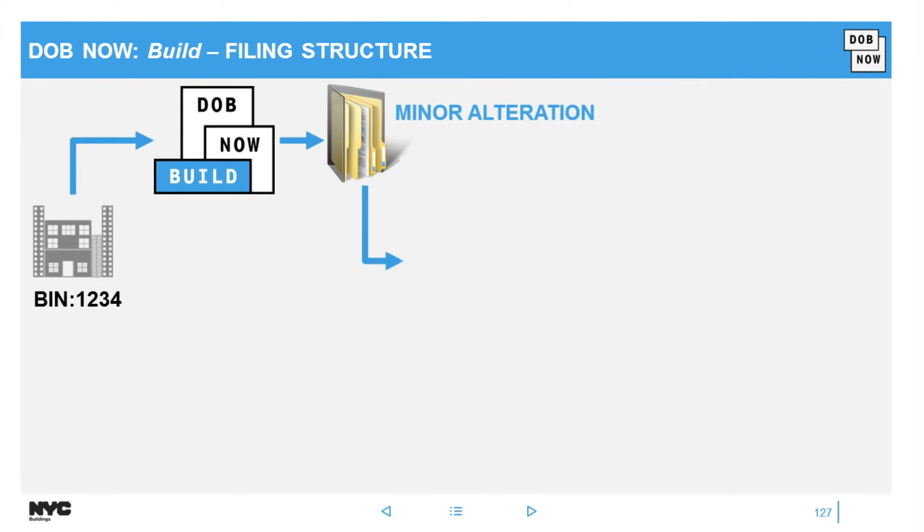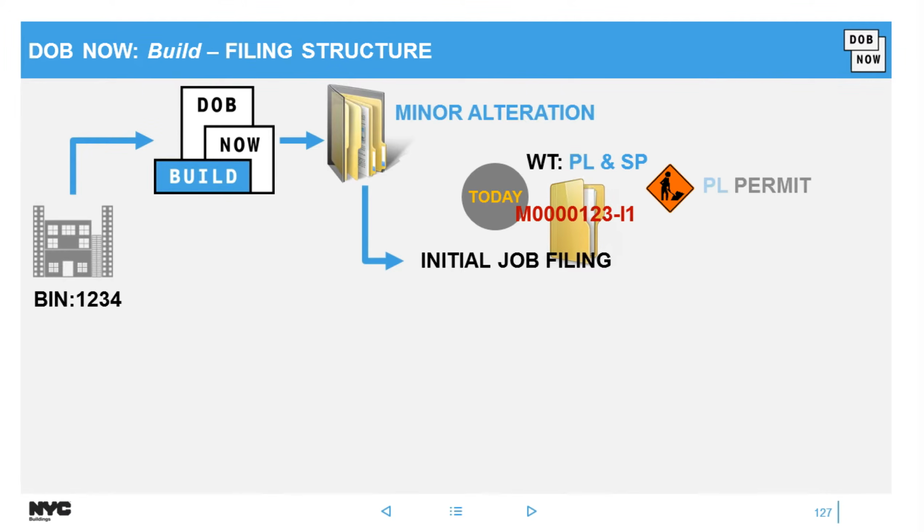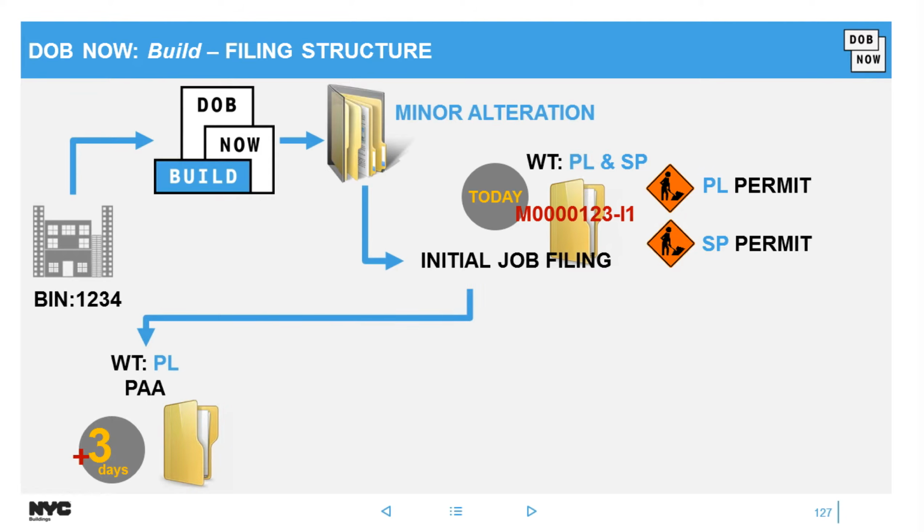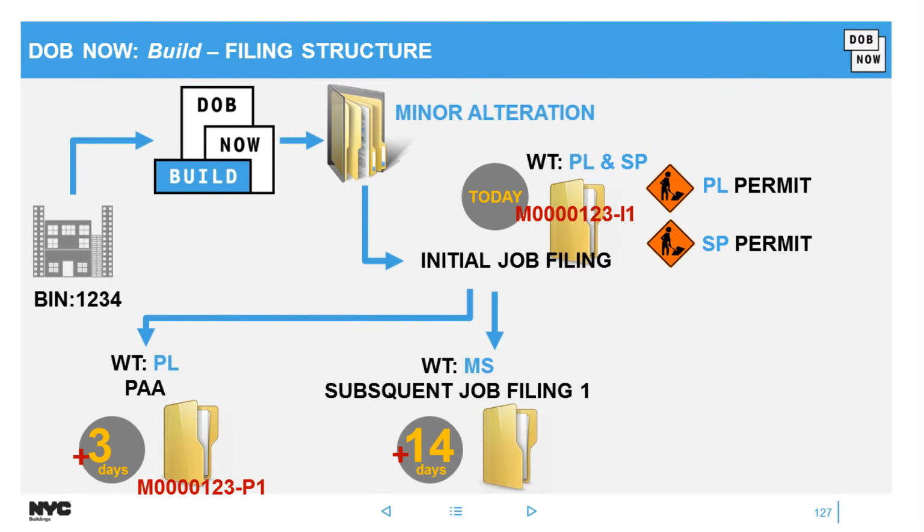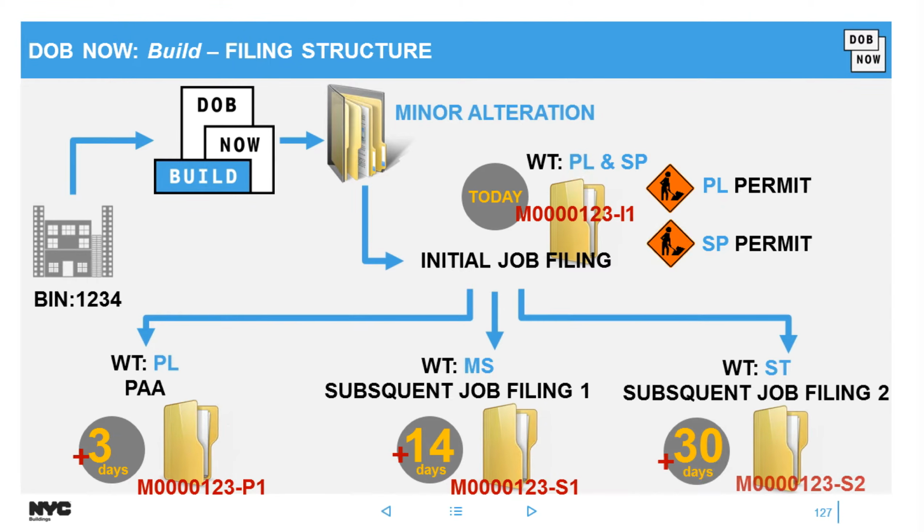So this is just a cartoon again to go over how it works. I had my initial with plumbing and sprinkler. I added in a PAA, that ending didn't change, and I added on 2 subsequents before the initial was signed off. I kept the same job number, so when I search now, I would see all of these filings come up once I enter that number.